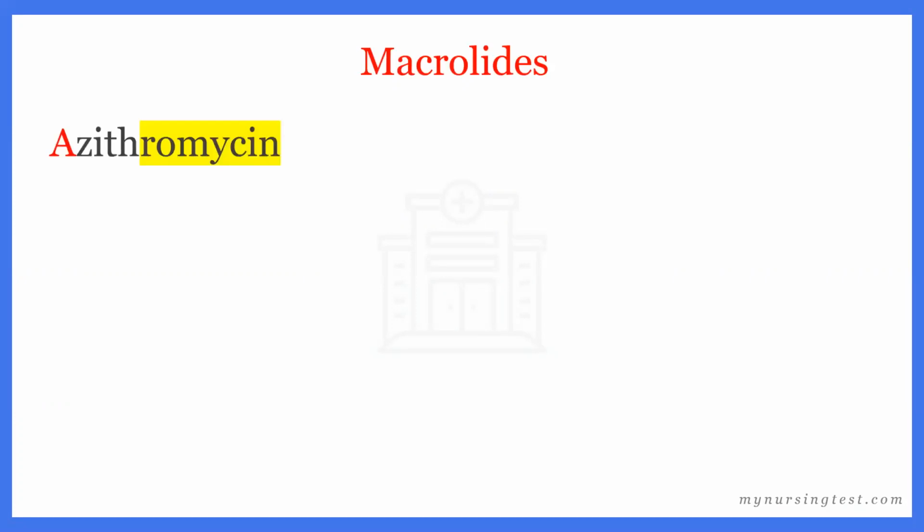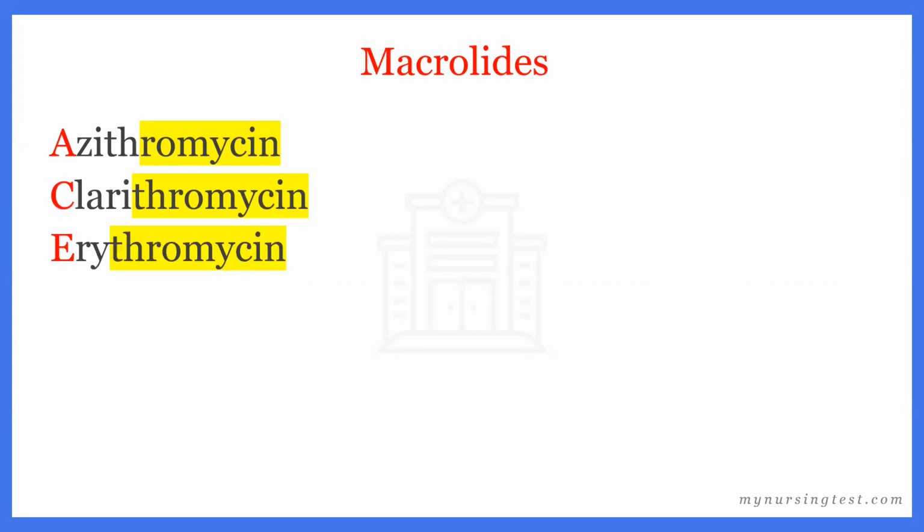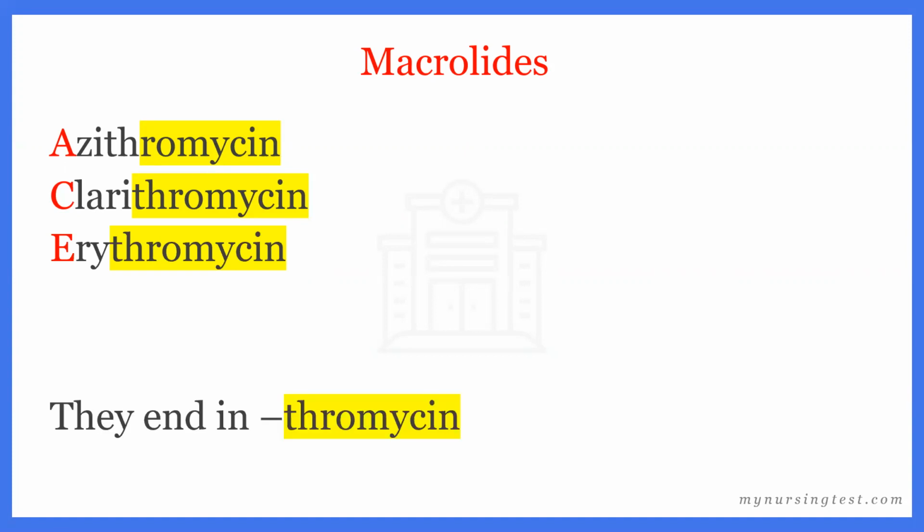To identify a macrolide by name, I have two tips for you. The first one is ACE: A for azithromycin, Z for clarithromycin, and E for erythromycin. If you notice something about all of these names, they all end in thromycin, right? Not mycin, thromycin. So that's the way that you can identify macrolides.